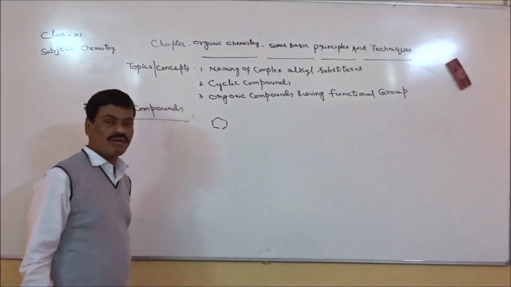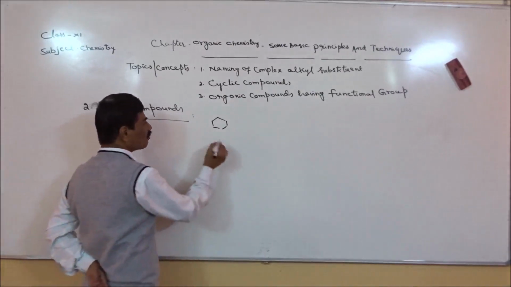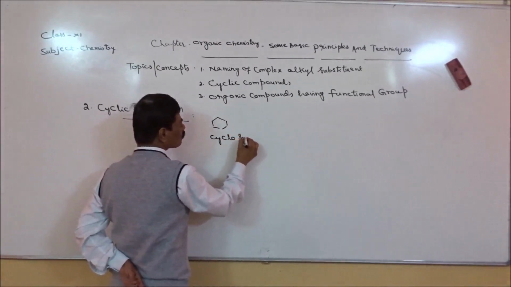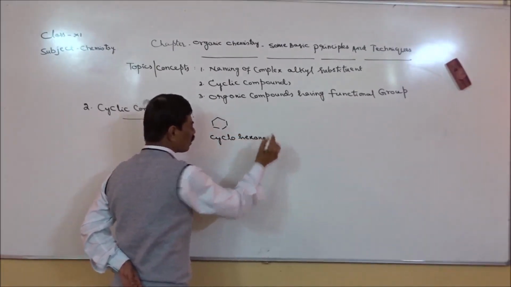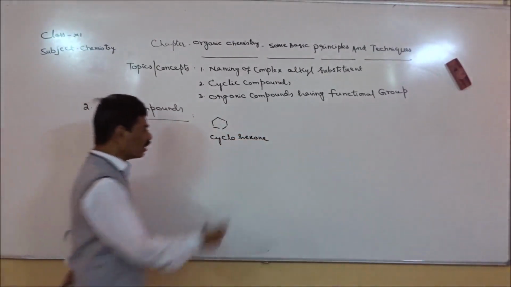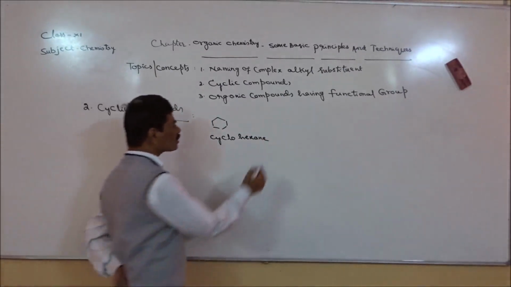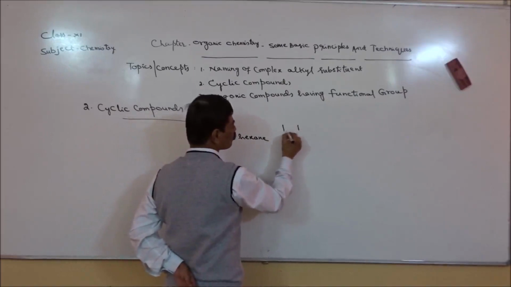This is one compound, right? Its name is cyclohexane. Ane refers to saturated hydrocarbon. Next compound.